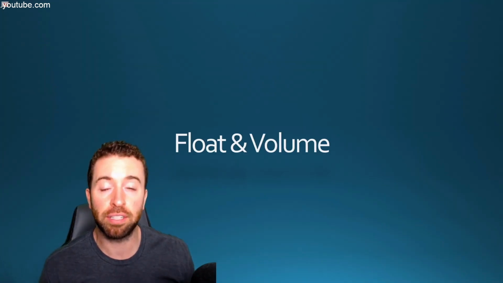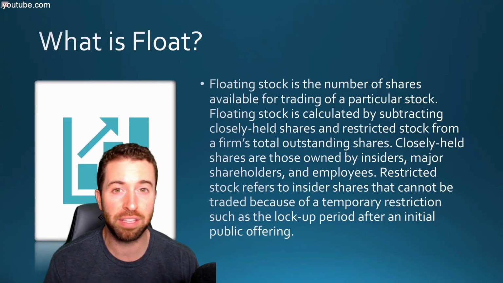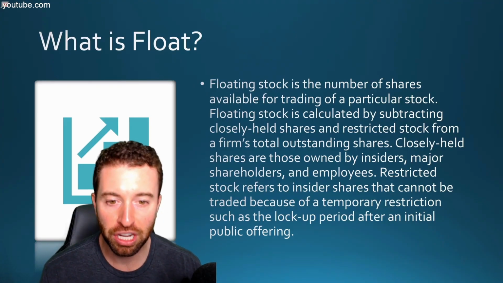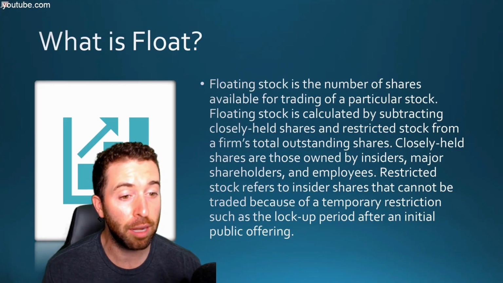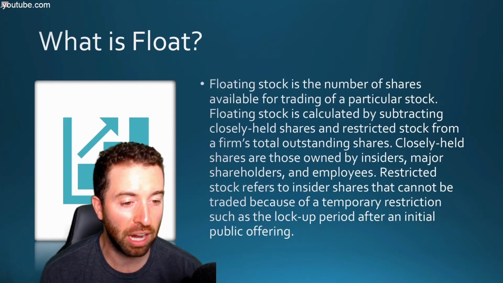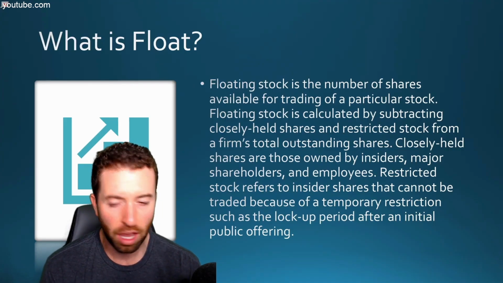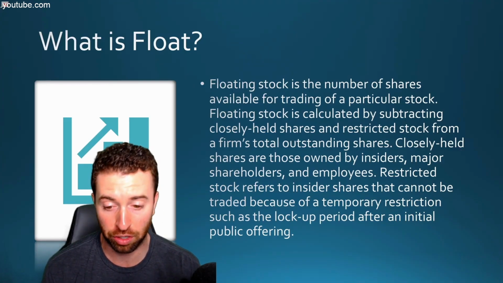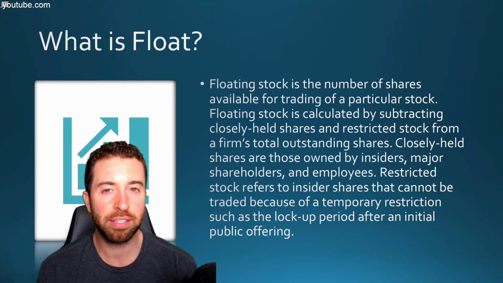So first thing that we're going to discuss is going to be float. Now you have probably heard me say this or heard AK-47 say this a million times in chat. Floating stock is the number of shares available for trading of a particular stock. Floating stock is calculated by subtracting closely held shares and restricted stock from a firm's total outstanding shares. Closely held shares are those owned by insiders, major shareholders, and employees. Restricted stock refers to insider shares that cannot be traded because of temporary restriction, such as the lockup period after an initial public offering.